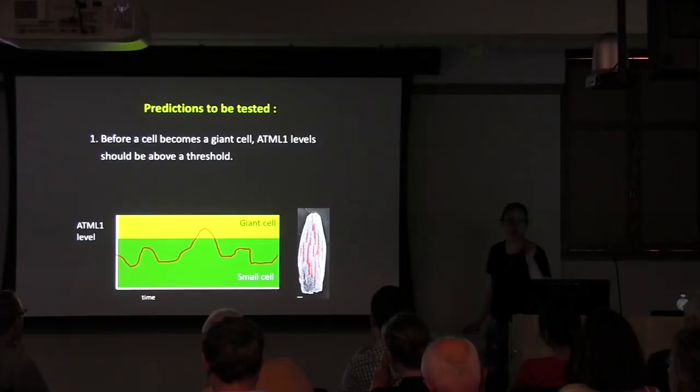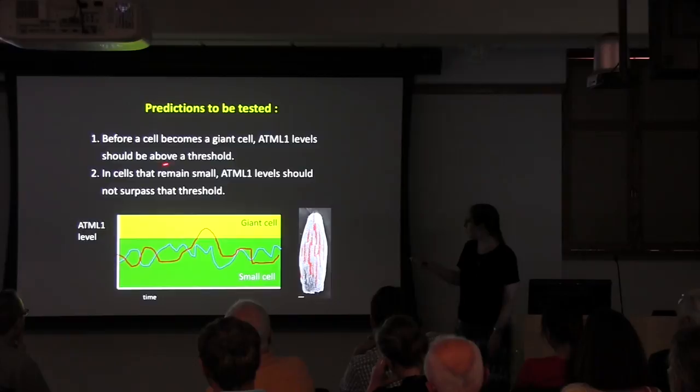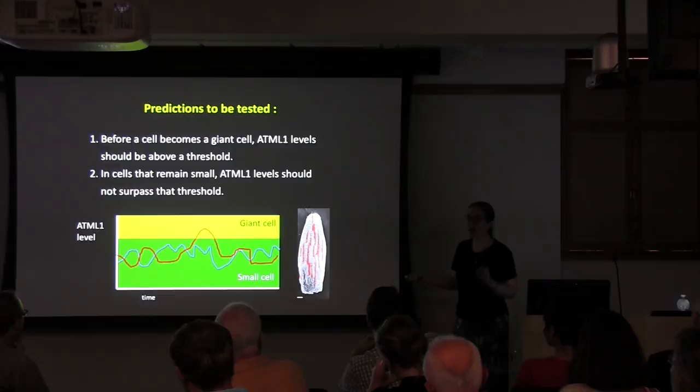Okay, so we have two predictions to be tested from the model. The first is that before a cell becomes giant, ATML1 levels should be above the threshold. And the second is that if a cell is going to remain small, then ATML1 levels should not surpass the threshold. And the key here is that this should all happen before the fate is decided, so that it's predictive.